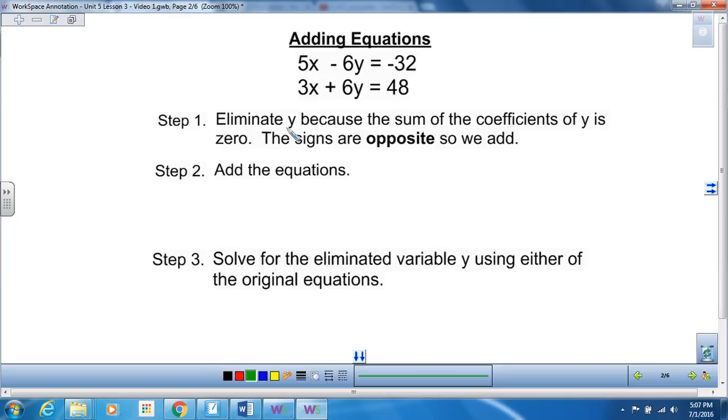We're going to eliminate y because the sum of the coefficients of y is 0. Meaning when I add negative 6y plus 6y, I get 0, so I can cancel those. The numbers are the same and the signs are opposite, so we add. Now step 2 is to actually add the equations. So I'm just going to add down.